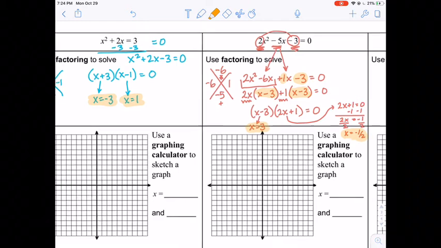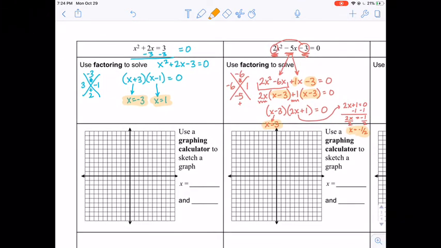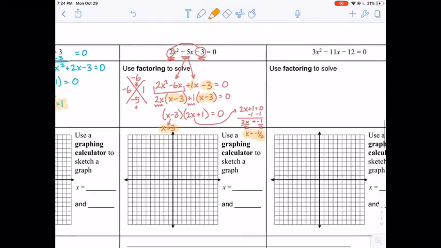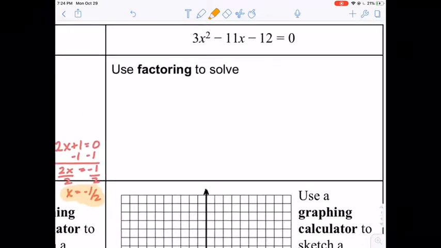So I have 2 fairly straightforward examples of how I can use factoring. We know we can solve these, and we'll use it to prove that this works. So let's look at the last one.